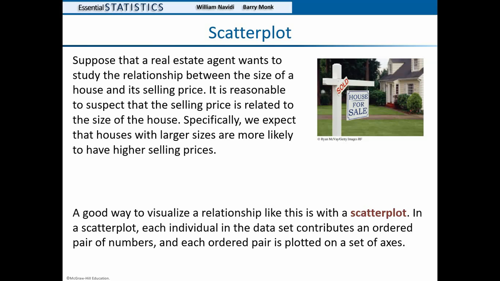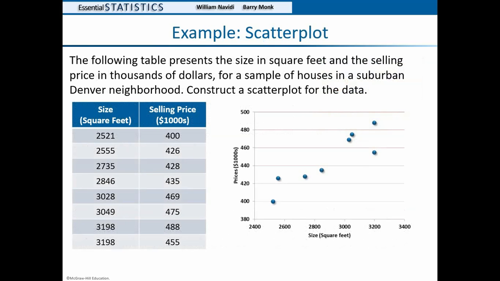So a good way to visualize a relationship like this is with a scatter plot. In a scatter plot, each individual in the data set contributes an ordered pair of numbers, and each ordered pair is plotted on a set of axes. They've done this for you. They said, here's the size in square feet, and here's the selling price in thousands. So this is a $400,000 house, a $426,000 house. And if we put this in a scatter plot, this is what we would come up with.